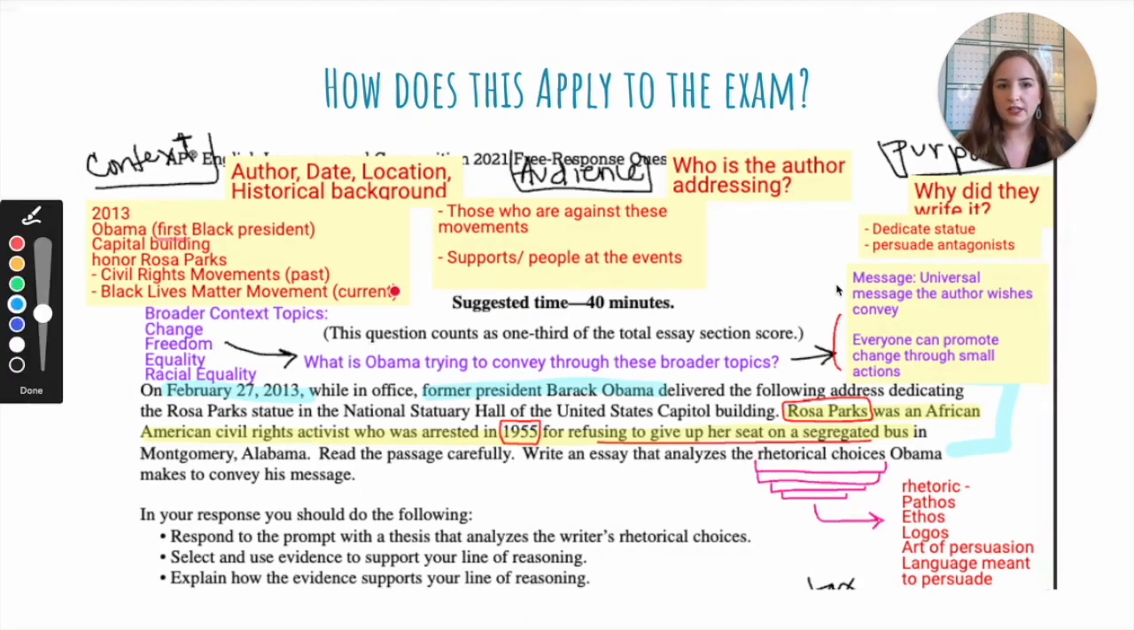So if you're struggling to get to the message like this, one of the tips I have is what I call broader context topics. These are kind of like thematic ideas, such as in fiction, you might have thematic ideas, but here I call them broader context topics. And you want to think about what kind of broader context topics Obama is thinking about, writing about here. So we have change, freedom, equality, and racial equality. And then what you can ask yourself is, what is Obama trying to convey through these broader topics? He's trying to convey that everyone can promote change through small actions.